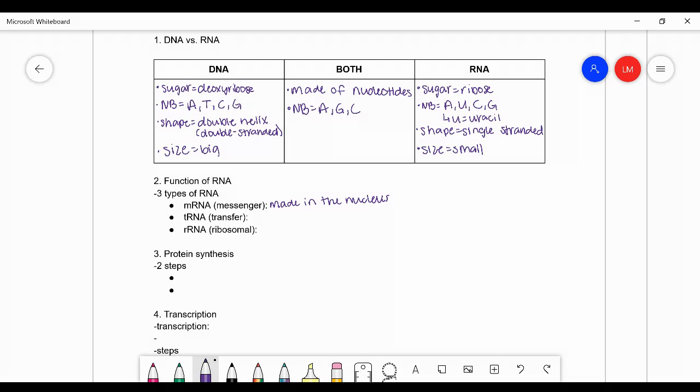The second type of RNA is called tRNA, where the T is for transfer. tRNA carries amino acids to the ribosome. And finally, rRNA is ribosomal RNA, and these subunits make a ribosome.